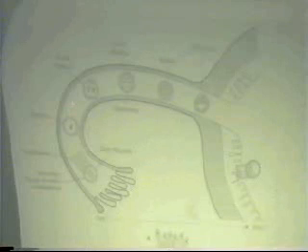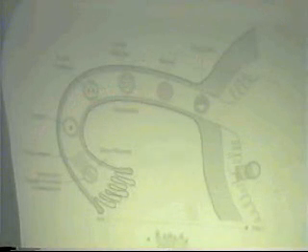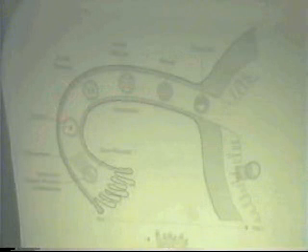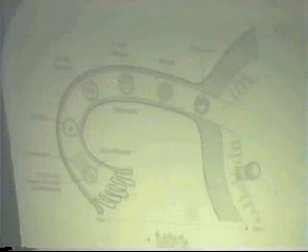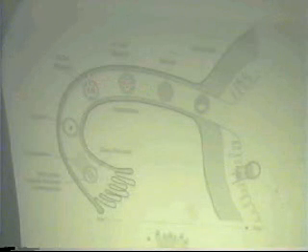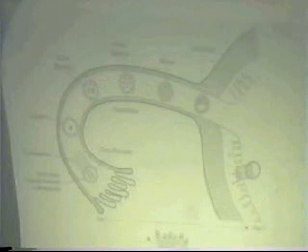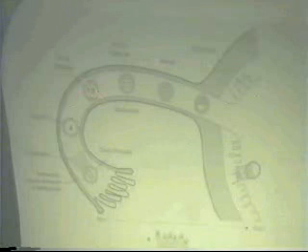The zygote continues to migrate down the uterine tube over a period of several days. In the course of migrating down the uterine tube, it begins to divide. And these are called cleavage divisions. And they're called cleavage divisions because what's going to be happening is as the cell is dividing, each of the daughter cells becomes approximately half the size of its mother cell.